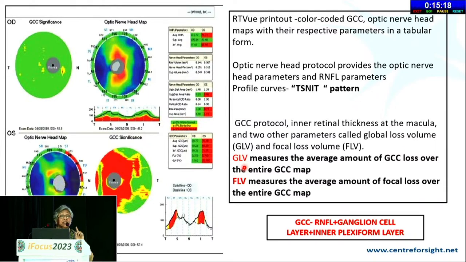And the FLV, which is most important to us, what Dr. Vinita talked about in perimetry, that in glaucoma, there are focal losses. So we're hunting for these focal losses. So FLV measures the average amount of focal loss over the entire GCC map. In an OCT view, please pay attention to this, the GCC is equal to the retinal nerve fiber layer, plus the ganglion cell layer, plus the plexiform layer.